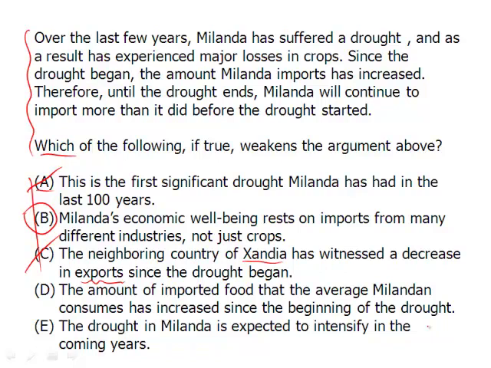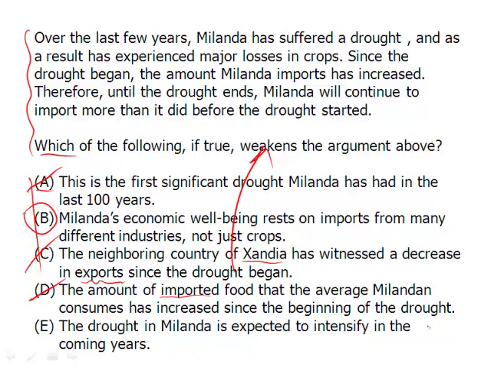D, the amount of imported food that the average Melandan consumes has increased since the beginning of the drought. Again, they bring in words from the prompt. That's what these tricky wrong answers do. And you think, ooh, imported food, drought. But what is it saying? It's saying it has actually increased. It is bringing in more food. And you always want to remember, what's the question asking for? To weaken it. So we can get rid of D.